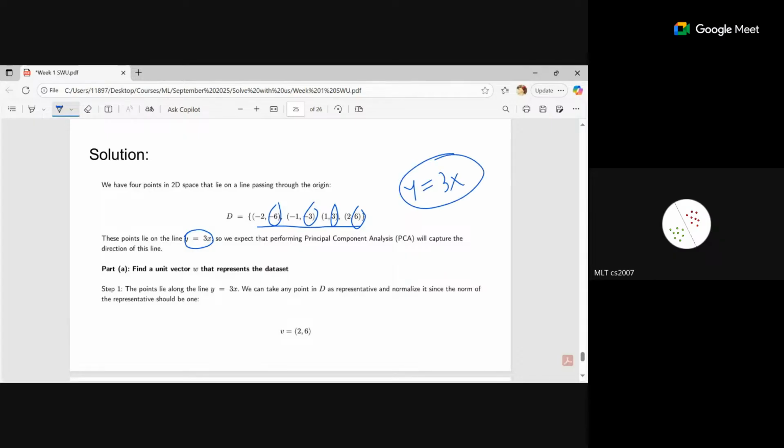So we can have any point which lies on this line, and there can be many such points possible. But what we need to do is, once we pick a point, let's say I give the point 1, comma 3, I need to make sure that this length is 1. So I'll just divide this by its length. And what is the length of this vector? It is root 10. So 1 by root 10 and 3 by root 10 is one of the possible answers.